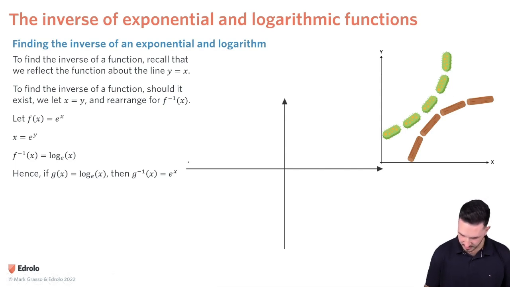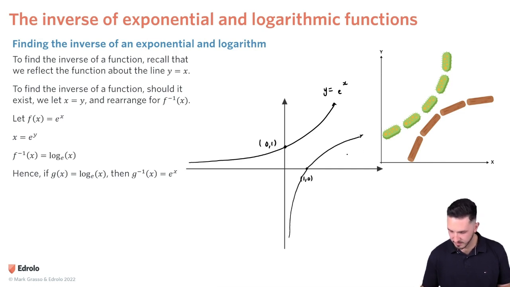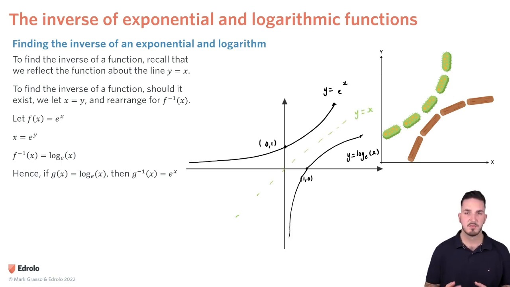So let's say we had an exponential function, so that's y equals e to the x, and that's an intercept at 0, 1. And now we have our logarithmic function, I should say. So that's y equals log e of x, and then we also have our line that we reflect about, the line y equals x. So we can see that the exponential function y equals e to the x is in fact the inverse of log e of x, and vice versa. Log e of x is the inverse of the exponential function e to the x.